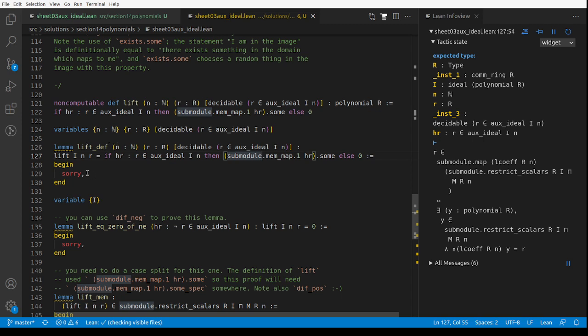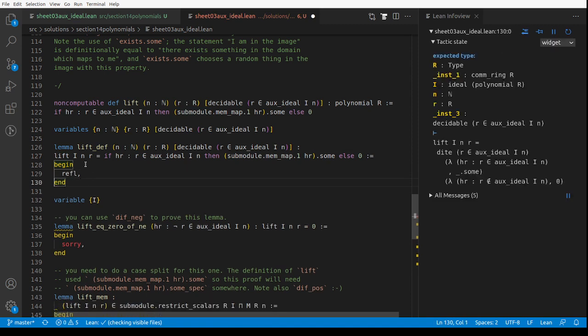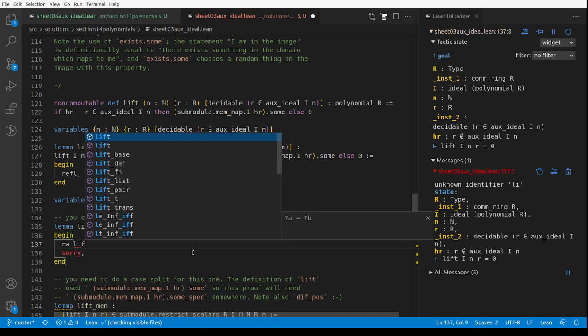So there's lift, and now lift_def says this. This lift of r is exactly this: I've chosen to lift every element of R. If r is in the ideal, then we lift it, then we choose something that maps onto it. And if r is not in the ideal, then we just lift it to 0. So the proof of this should be rfl, because this is just true by definition. But we can use this to rewrite, you see. For example, this lemma here, we can rewrite lift_def.